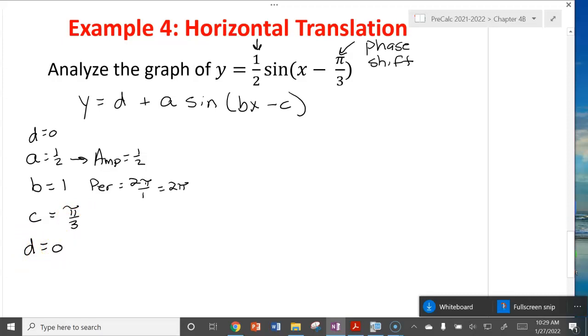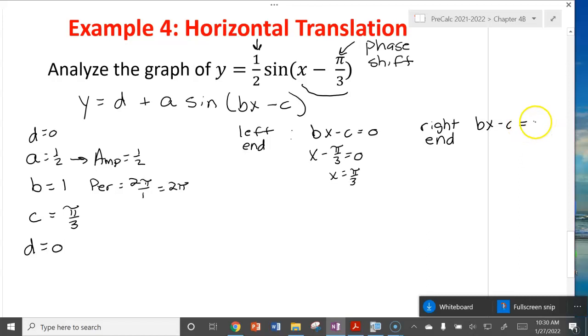So when figuring out the critical points, since we have a phase shift here, this is what I have to do. My left endpoint, your book calls it left endpoint, that's your first critical point. That's governed by bx minus c equals 0. So I'm going to plug in bx minus c equals 0. So x minus pi over 3 equals 0. So x equals pi over 3. That's our left critical point. Our right critical point, which is the last one, your book calls it the right end.